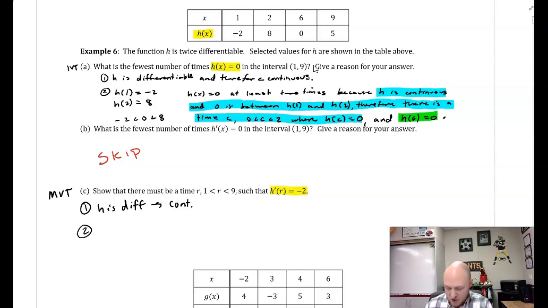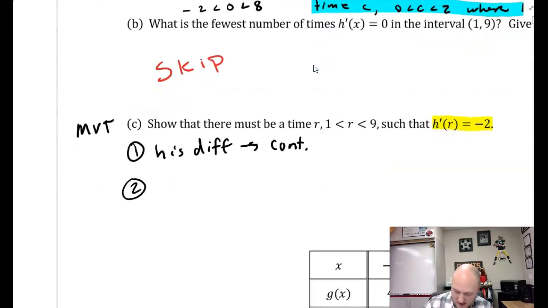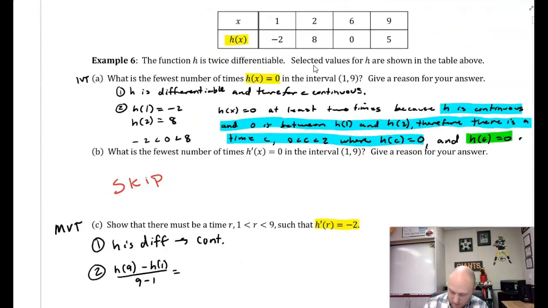But common convention for the mean value theorem is to take the average rate of change, h of 9 minus h of 1, over 9 minus 1. And if I pull these values, something unfortunate is going to happen. 5 minus -2 over 8. This is equal to 7 over 8. Now we were looking for a value of -2. Shoot, that's not the value that I wanted. So the mean value theorem is not supporting this statement.